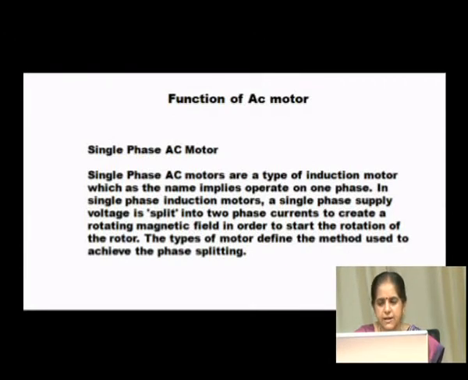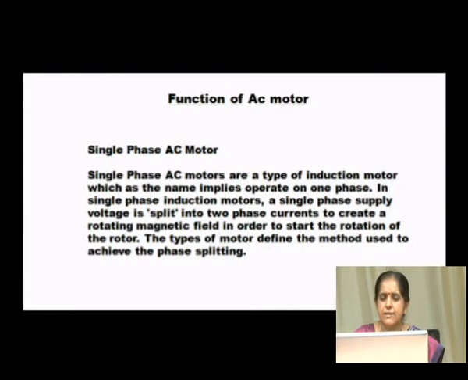In single phase induction motors, a single phase supply voltage is split into two phase currents, because for the working of the AC motor it needs a rotating magnetic field. But with the available single phase supply, this rotating magnetic field will not be generated. Therefore, in order to create this rotating magnetic field, the available supply voltage is split into two phase currents. So when it is split into two different currents, then it becomes a two phase supply.